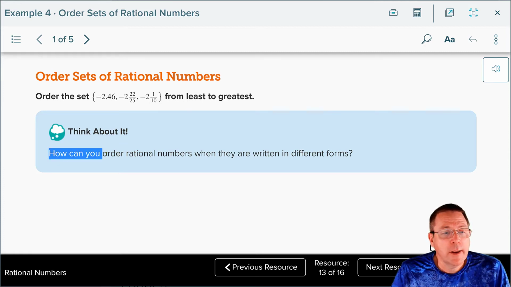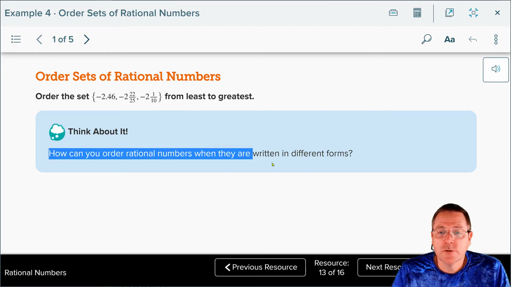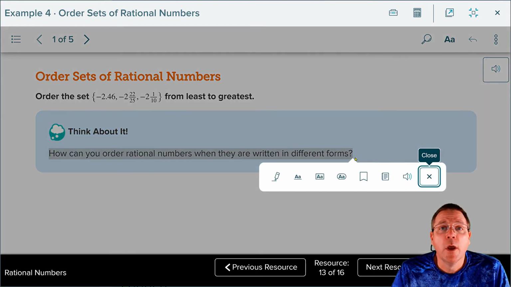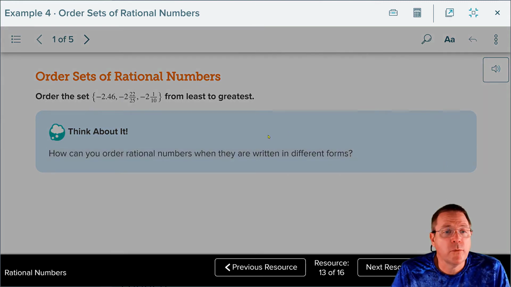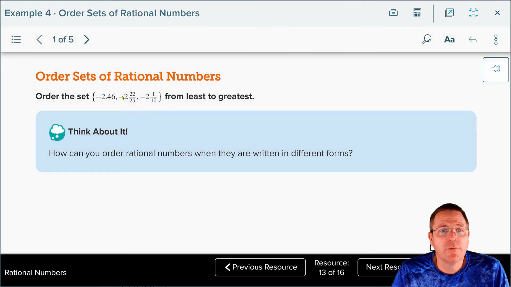Once again, how can you order rational numbers when they're written in different forms? Write them in the same form. For this one, it's going to be easier to change everything to a decimal because you have 2500ths and you have tenths. You've got different denominators in your fractions. Just change it to a decimal. It'll be much easier that way.